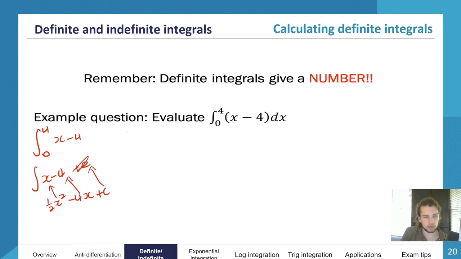Now, when we do the definite integral, this is equal to this. So we have our 1 over 2 x squared minus 4x plus c.